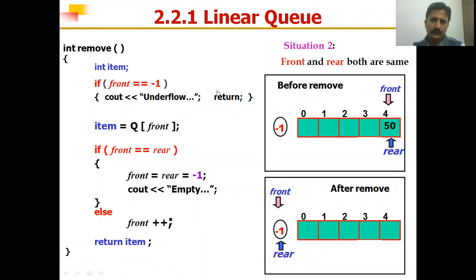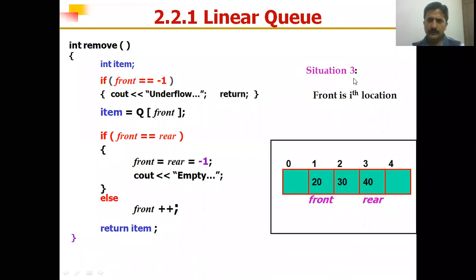Okay, one more situation we'll see. Situation 3: front is at some ith location and the rear is also at some ith location, but here front should be less than rear. So front is pointing to some element 20 and rear is pointing to some element 40, which are at index 1 and 3. It will check the condition first. What is the condition? Is front -1? The condition is false. Front is 1, so the condition is false.